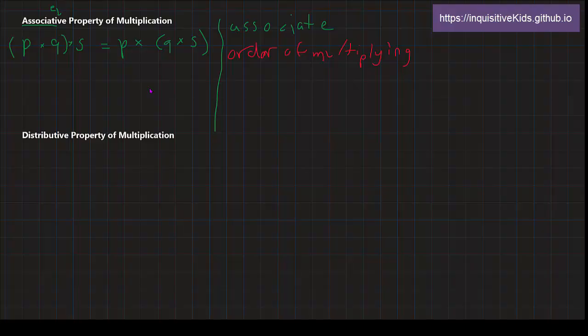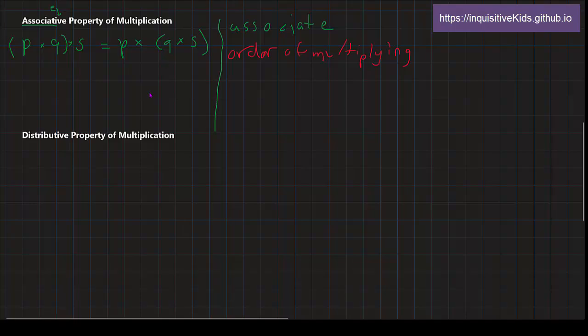So it's telling you that whatever way you multiply things, as long as all of it is multiplication, it's fine. So the order that you multiply does not matter. The commutative property says the order that you put them in does not matter. Either way, you still get the same answer.